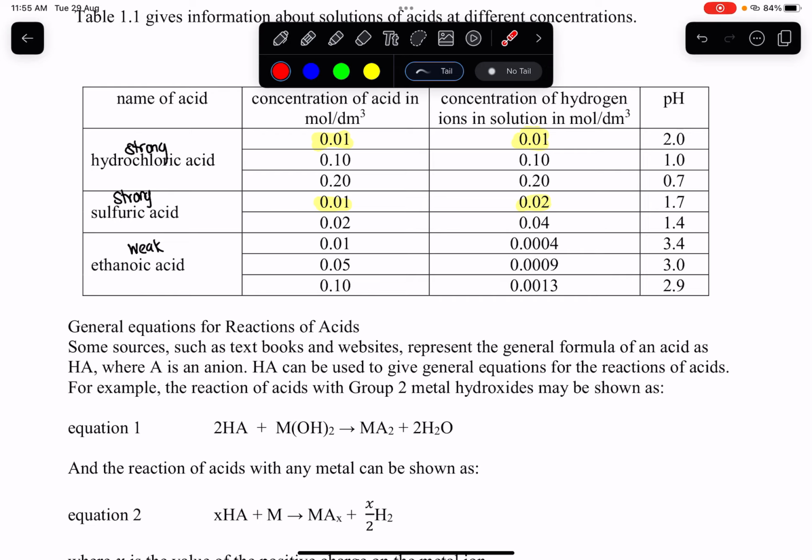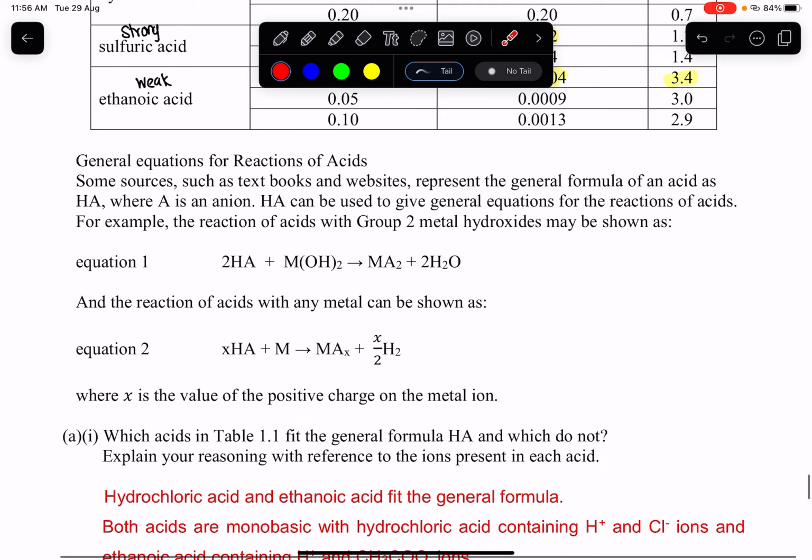Strong acids will have low pH and weak acids will have high pH, closer to 7. Okay, so if we compare, there's many things we can compare from this table. Next, they ask you for general equations of reactions of acids.